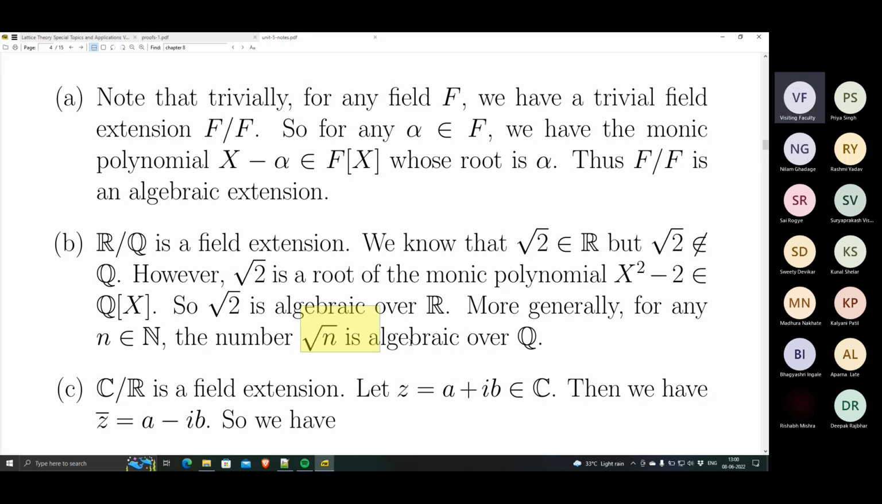What is the proof of this, that square root n is algebraic over Q? Just look at what we did for square root 2 and tell me what will be a monic polynomial for square root n.